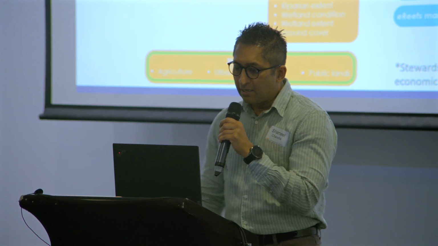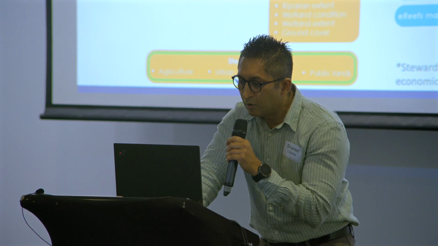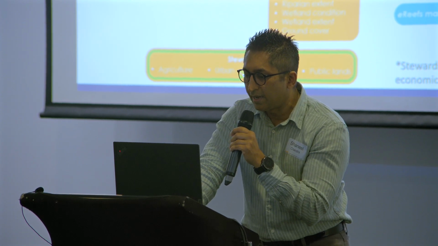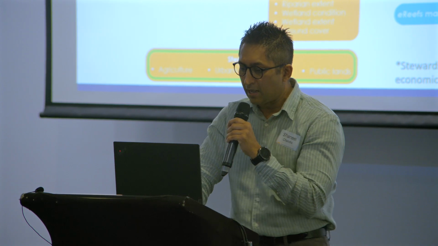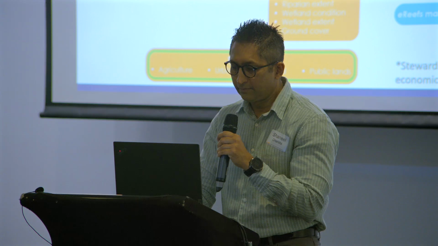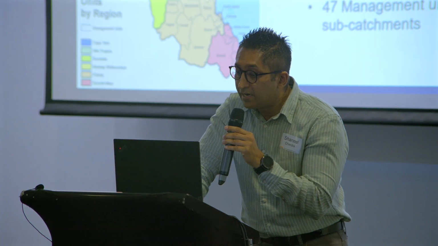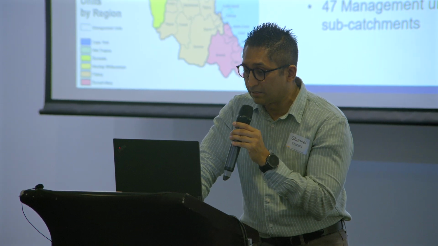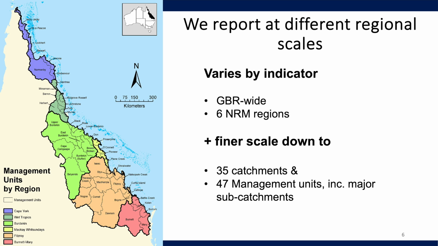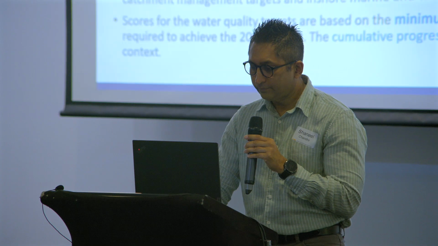The program areas are interlinked and integrated through a common assessment and reporting framework and are outlined in the next slide with the major program themes. The Great Barrier Reef region is vast, we all know that, and for that reason, we've got findings reported by regions, of which we have 6. The 6 natural resource management regions can be further divided into 35 catchments and 47 management units, including major sub-catchments.